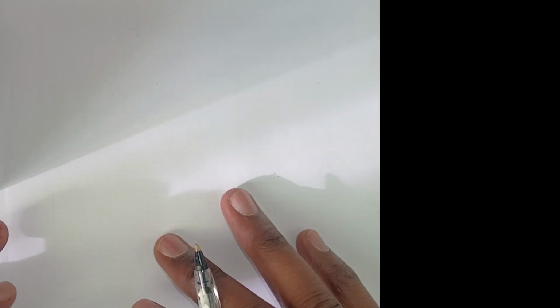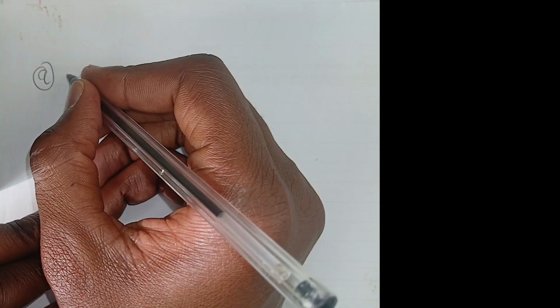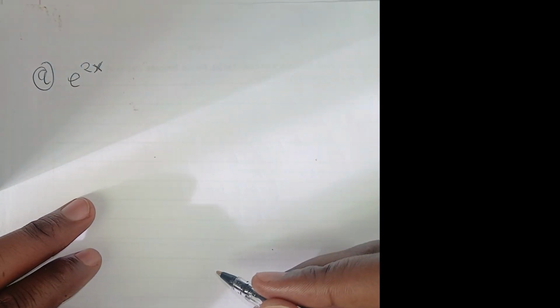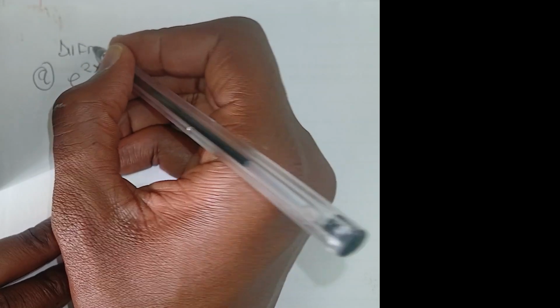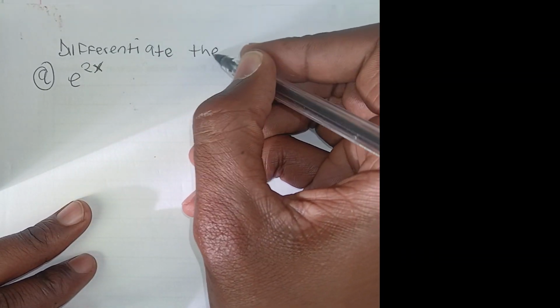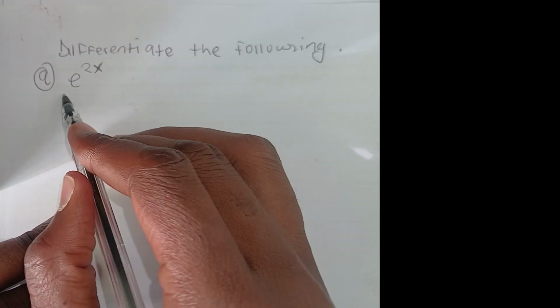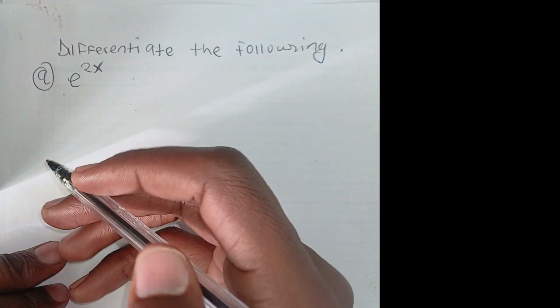Let us get serious now. Let us derive the logarithm. Let us derive the exponential. Let's say number A, letter A, e to the power 2x. So differentiate the following. Right? The first one is e to the power 2x.